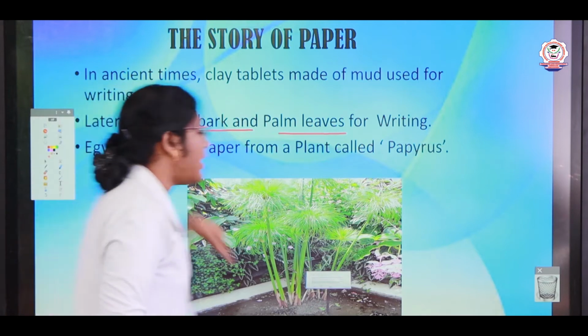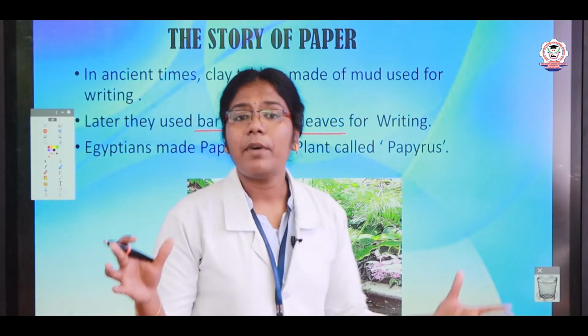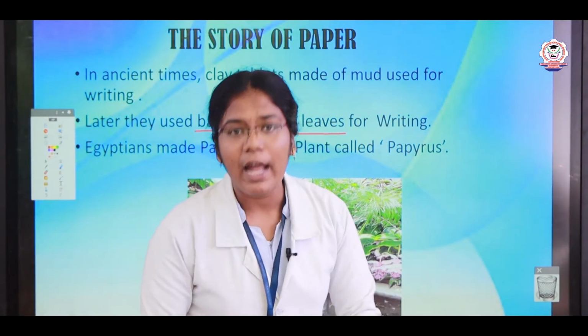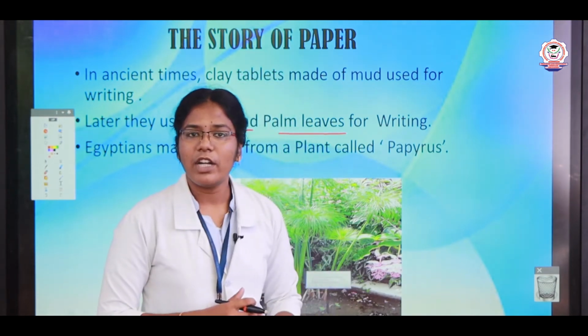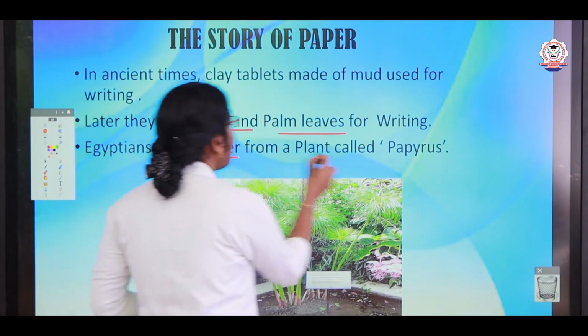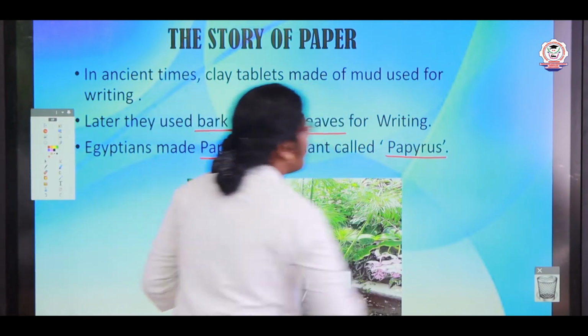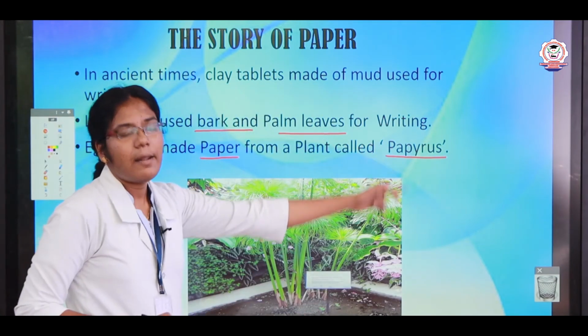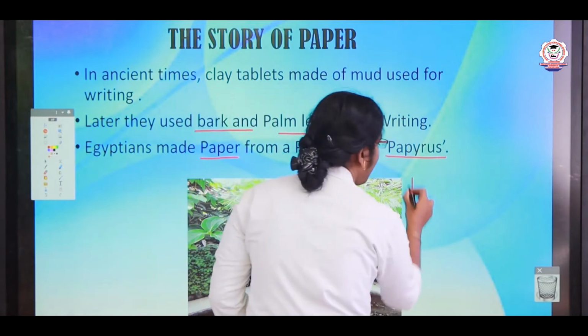Now the Egyptians made paper from a plant called papyrus. Pronounce it, children: papyrus. The Egyptians made paper from a plant called papyrus.